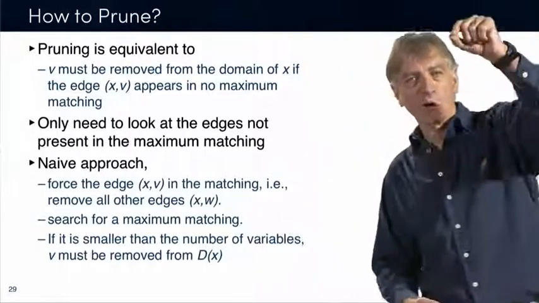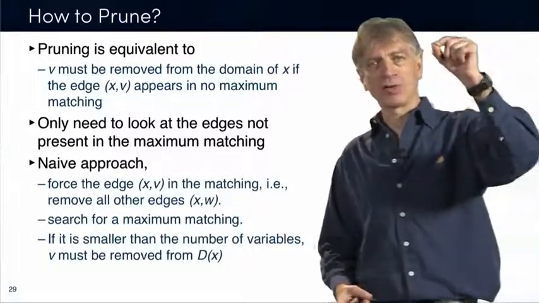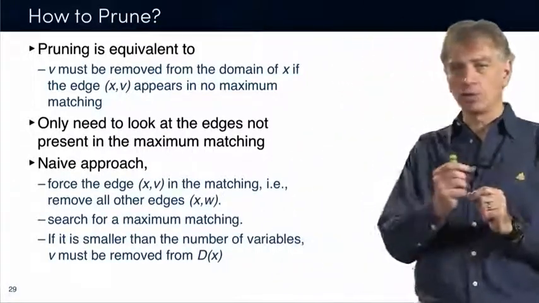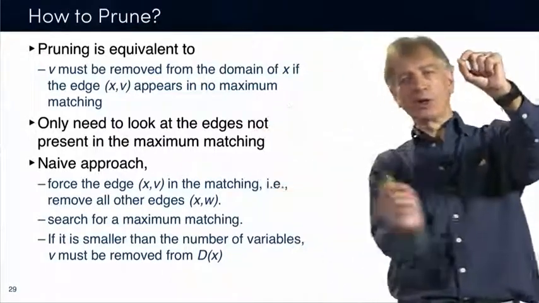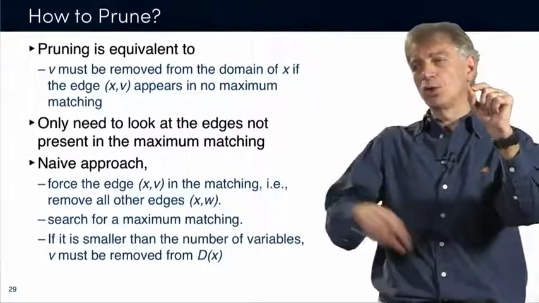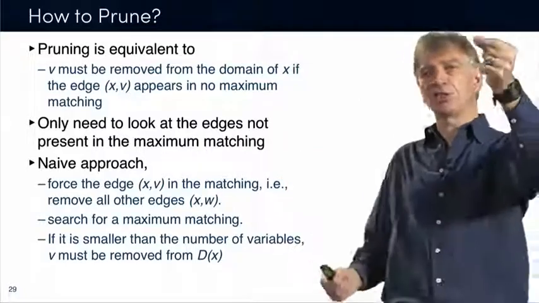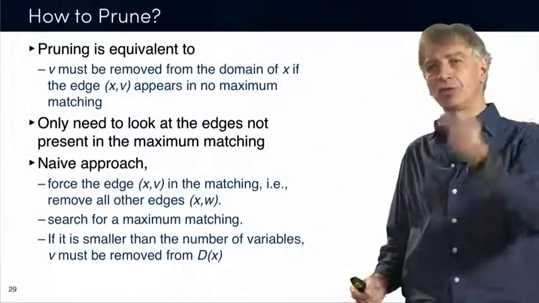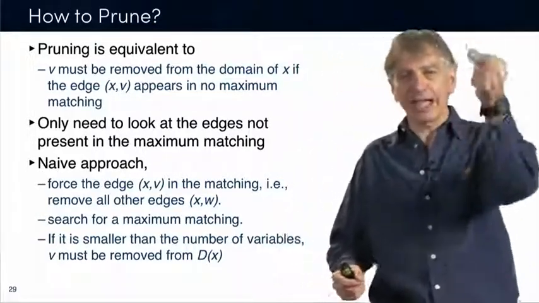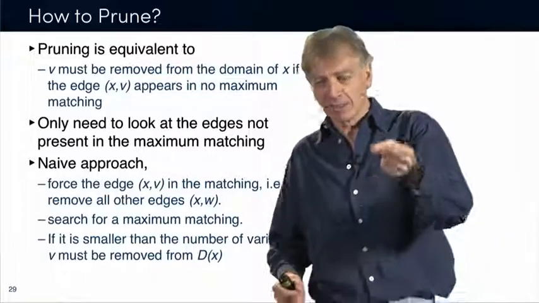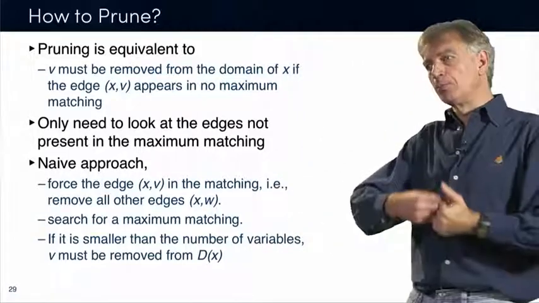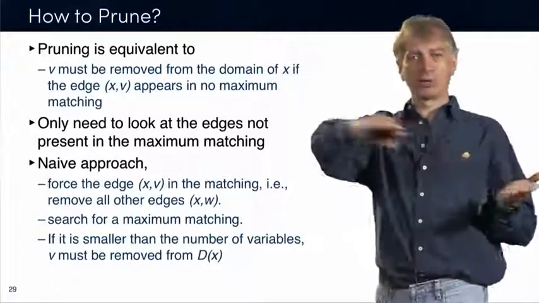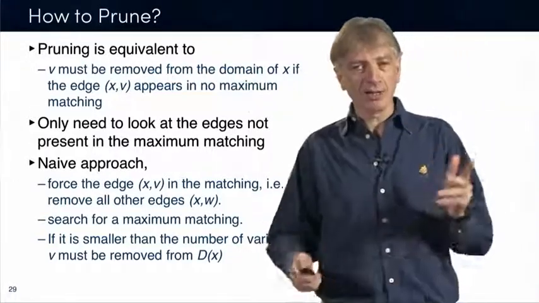You basically force this edge in the matching. So if we are looking at variable x and value v, we are basically removing all the other possible values for variable x. So if w is a value, remove the edge. There is only one edge which is left for x. So for finding a maximum matching, x will be forced to take this value v. And then we look if we can find a maximum matching whose value is essentially the number of variables. If we can do that, we are fine.